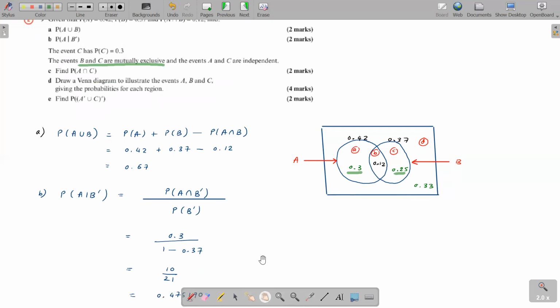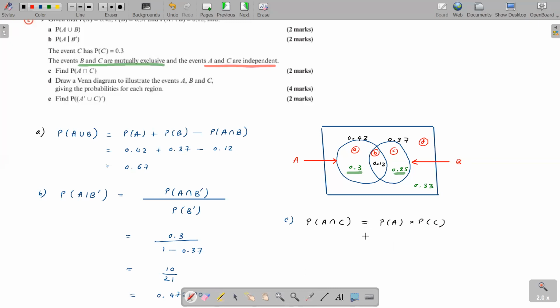So they are saying find the probability of A intersection C. Guys, the probability of A intersection C can easily be found. Do you recall the equation for independent events? If two events are independent, what's the rule? Probability A intersection C is probability A times probability of C, right? Do you recall this rule? They tell you A and C are independent, so you can use the fact. So probability A intersection C is probability A times probability of C.